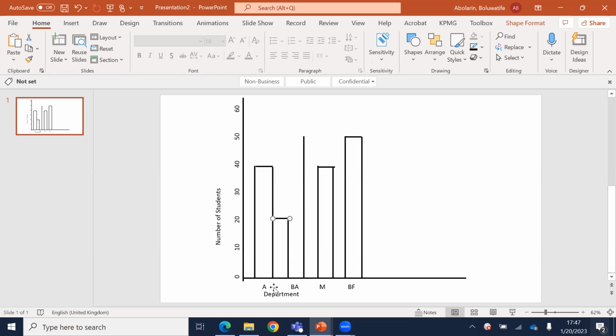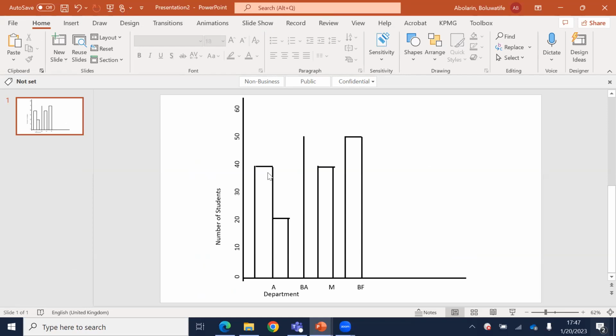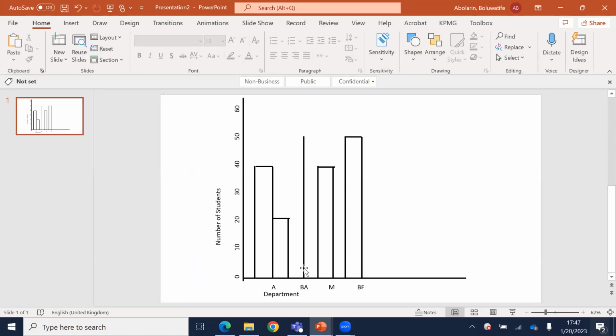So now for A, this is A. You can see now for A, this one is showing that male is 40. Male is 40. And female is 20. So when you get here, you see that one is 40, one is 20. So now the second one is what? 36, 14. 36, 14. So we are going to pull that 36.